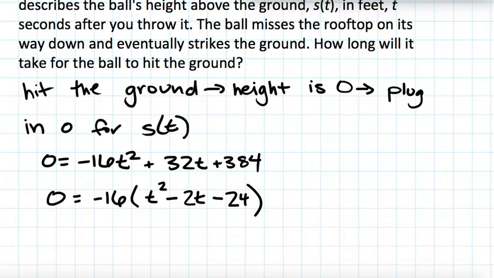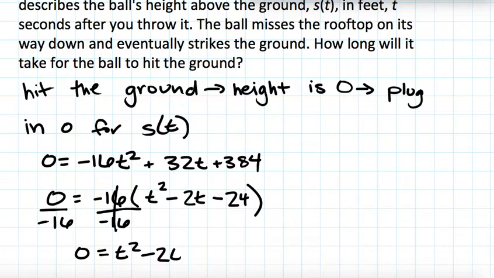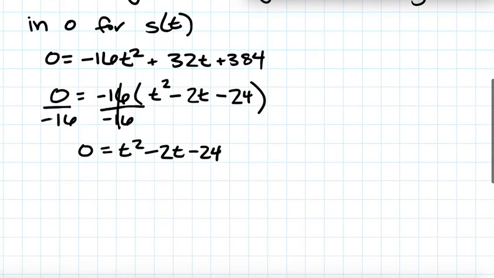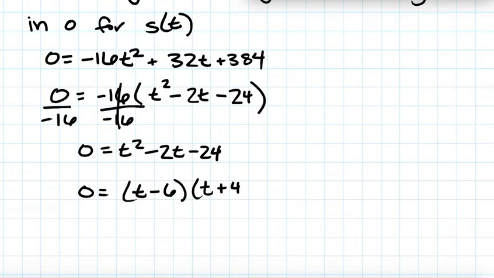Now what I want to do here is get rid of the negative 16, and I can do that just by dividing both sides by negative 16. So 0 divided by negative 16 is 0, so that just goes away. I'm left with 0 equals t squared minus 2t minus 24. Now I'm going to factor this. Two numbers that multiply to negative 24 and add to negative 2 are negative 6 and positive 4.